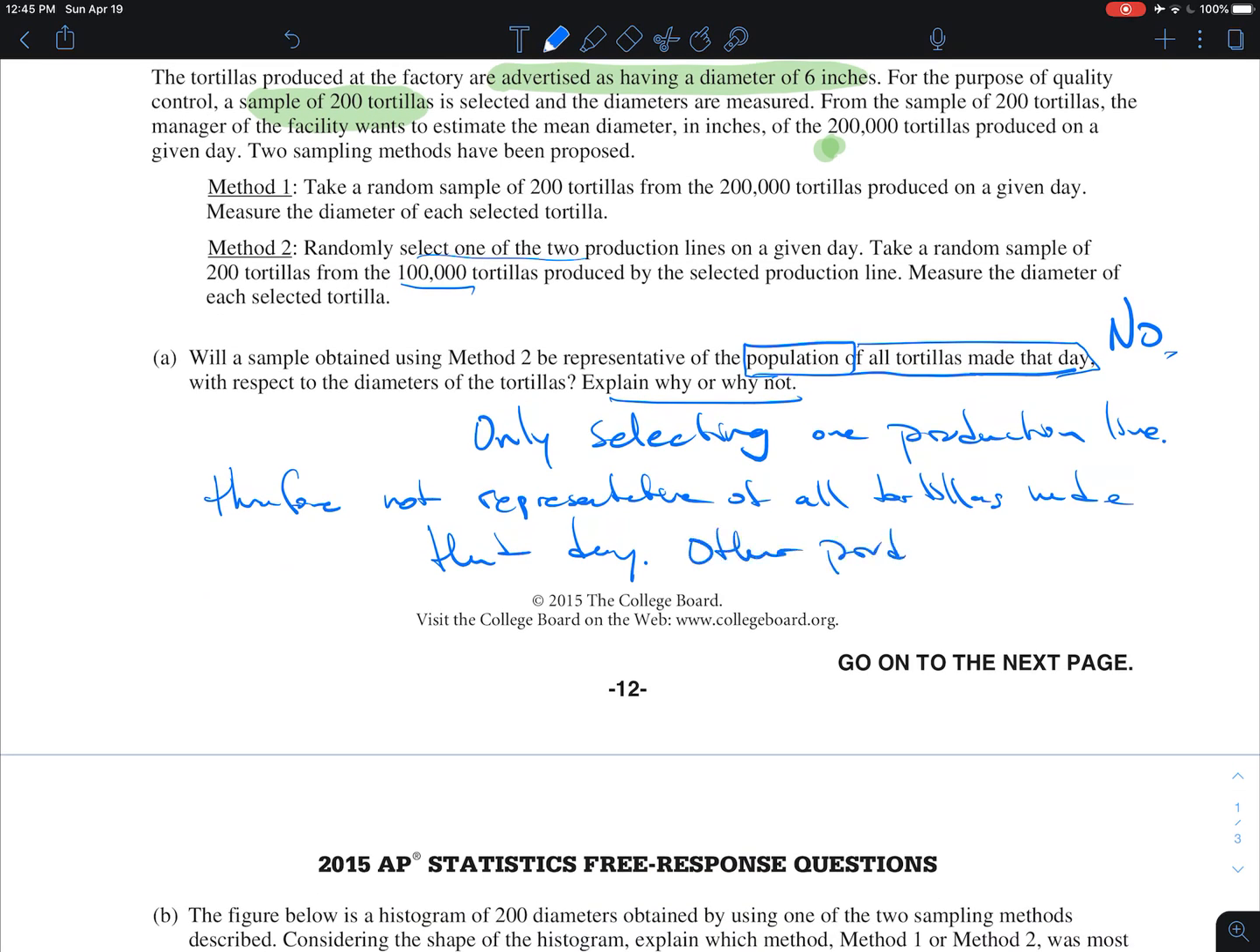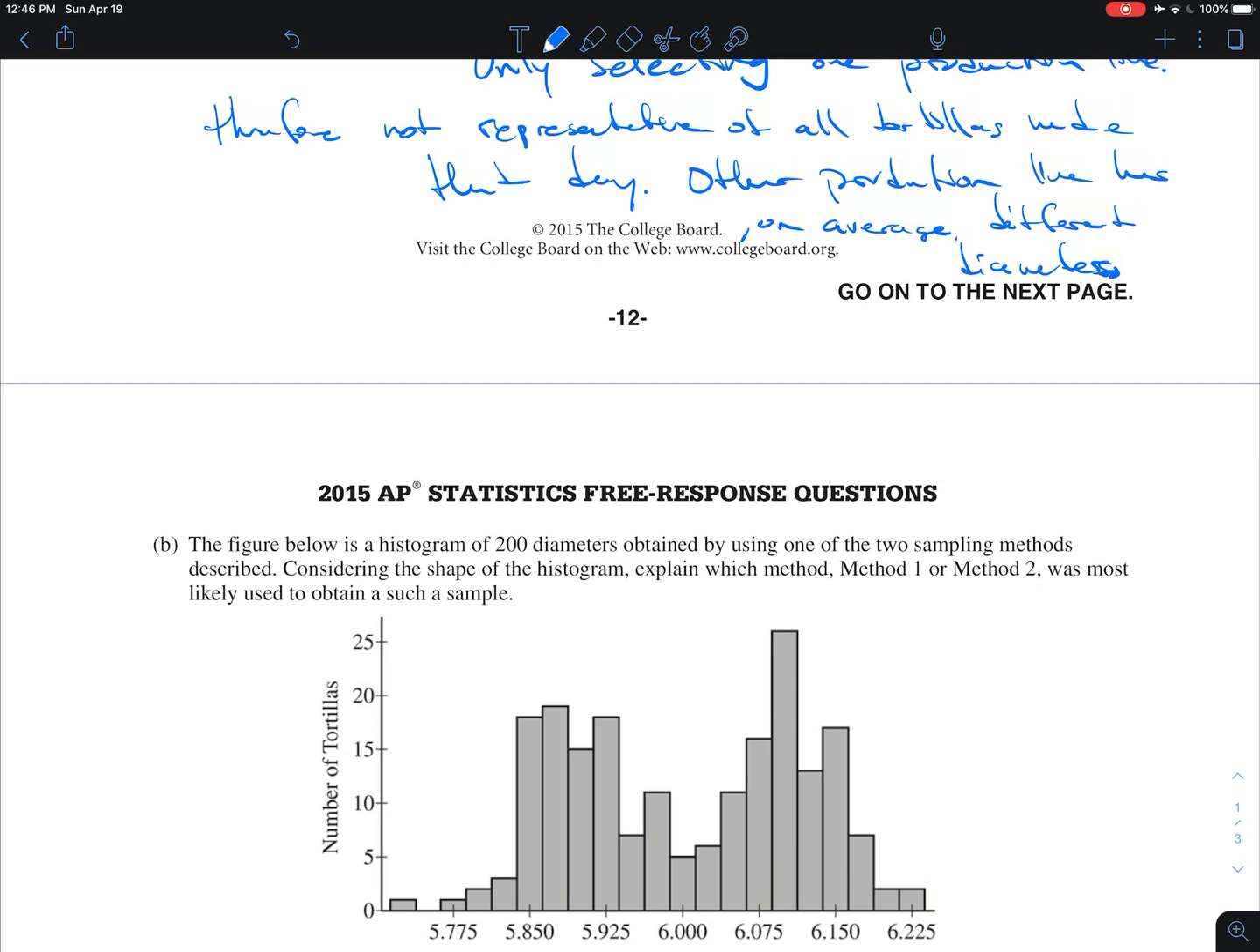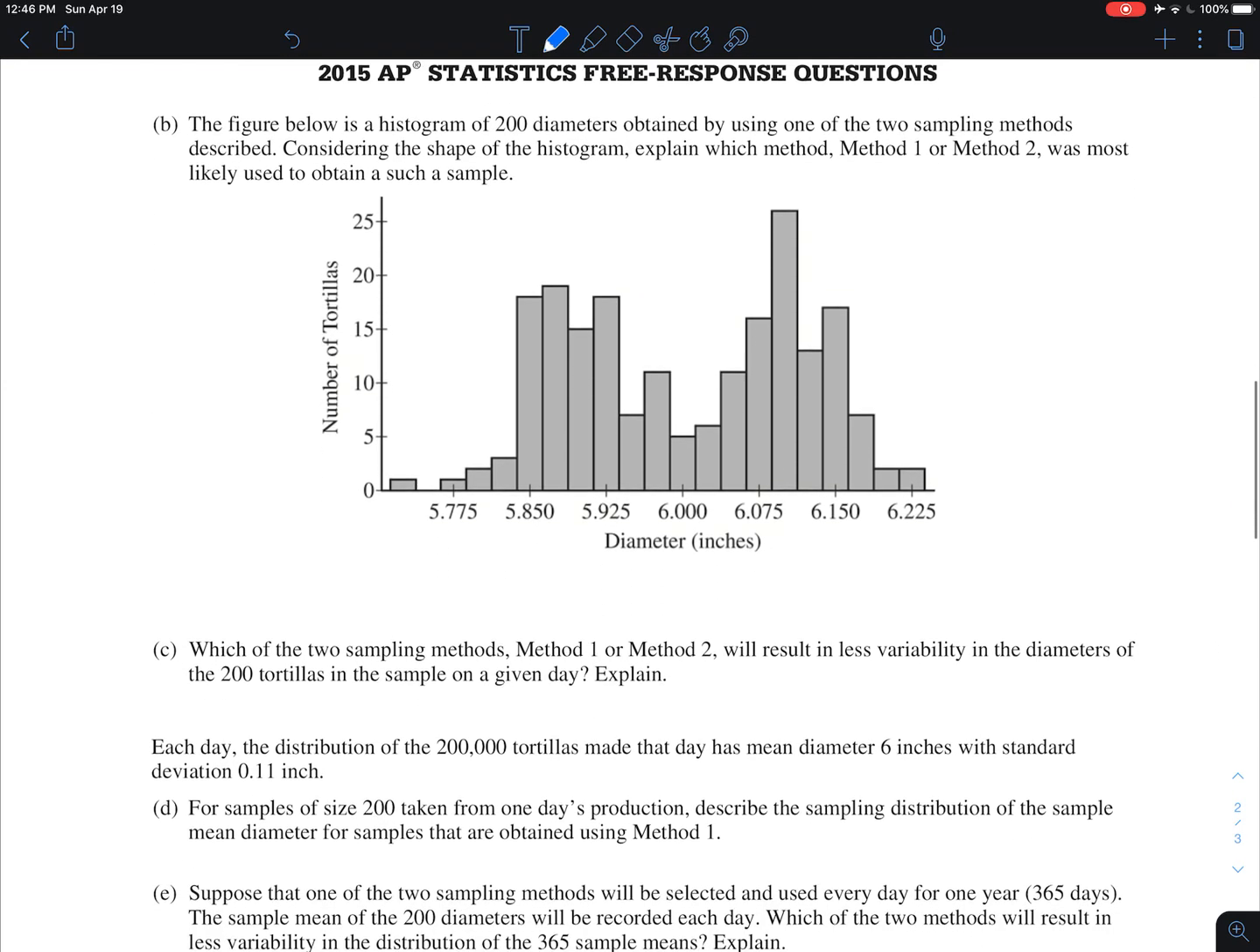The other production line has, on average, different diameters. So something like that. That's part A. Come down to part B.